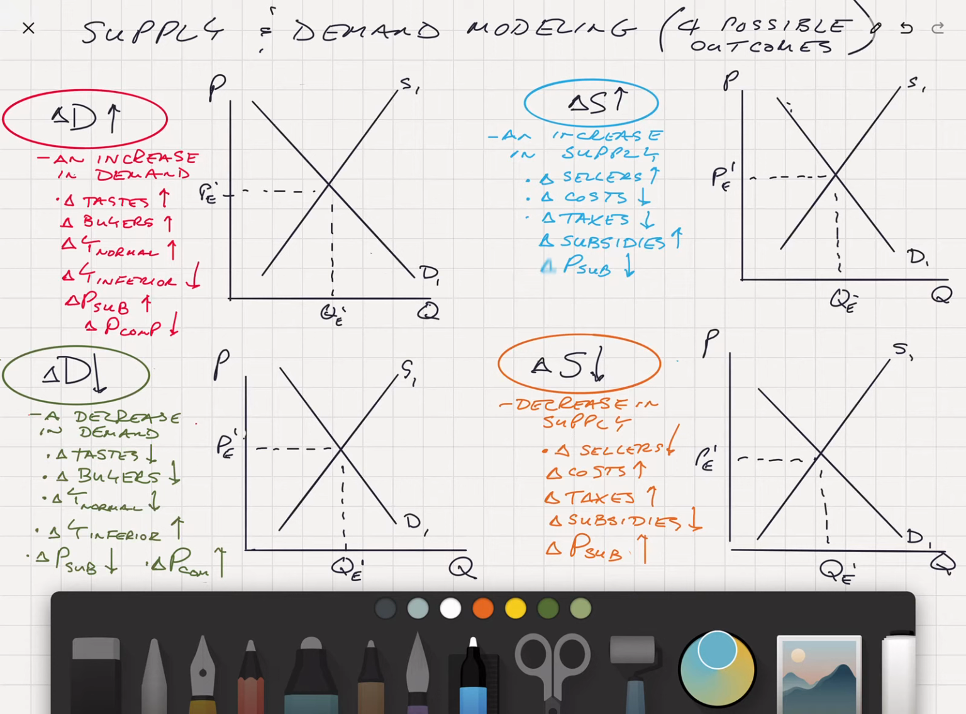Today we're going to talk about supply and demand modeling. It's called comparative statics. It simply looks at four possible outcomes with respect to changes in supply and demand.